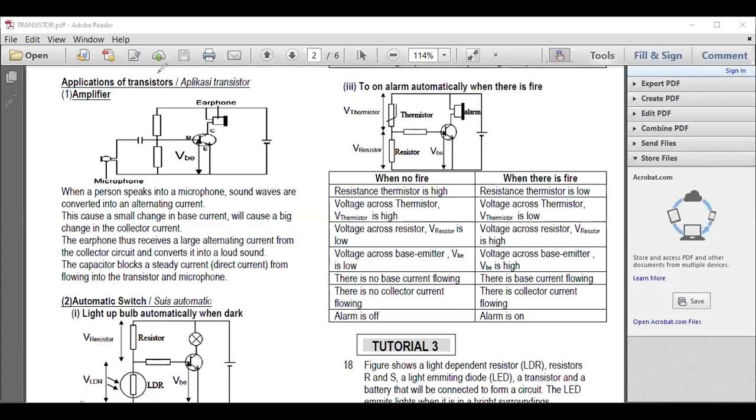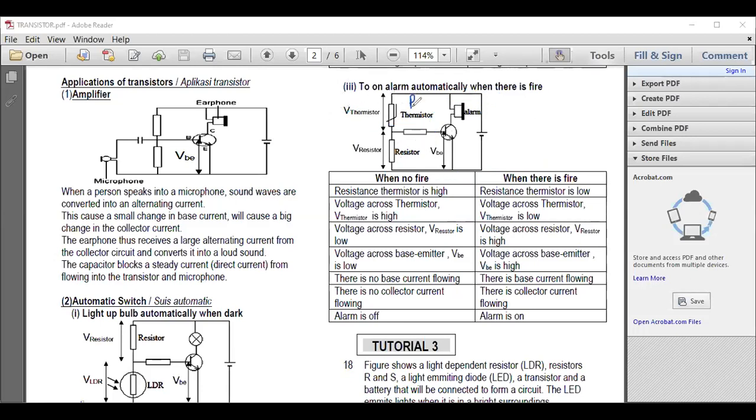Okay, now you look at the situation. When there is no fire, means low temperature. Okay, low temperature. So what happens is the resistance of the thermistor will drop. So this voltage will drop. So the voltage of the resistor will increase. So that means your base voltage will have a higher value now. So the base emitter voltage will be higher. So there will be base current flowing. So automatically there will be collector current flowing. So automatically the alarm will be triggered. Okay, so at low temperature the alarm will be triggered.